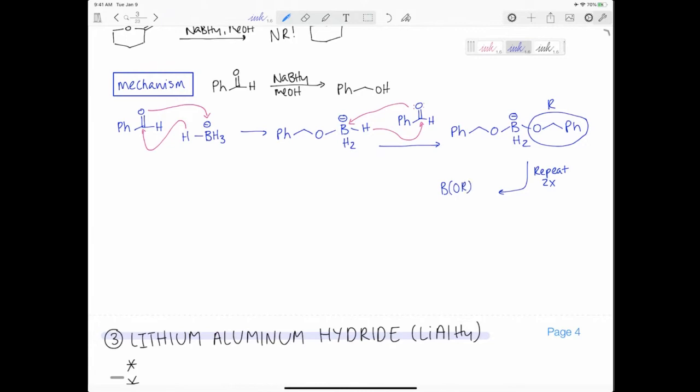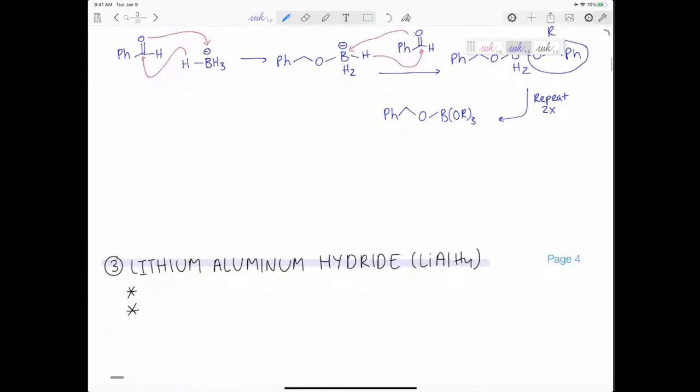So BOR3, but you have to show at least one left. Okay, so then the negative charge still stays there. Okay, so this is what we have, right?